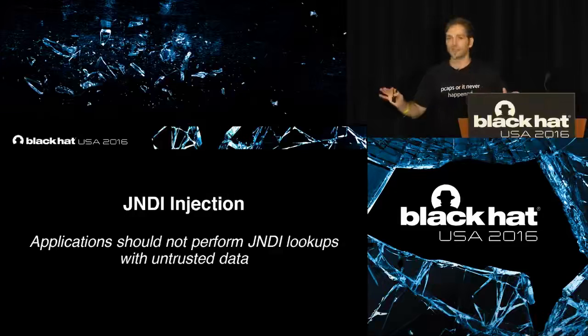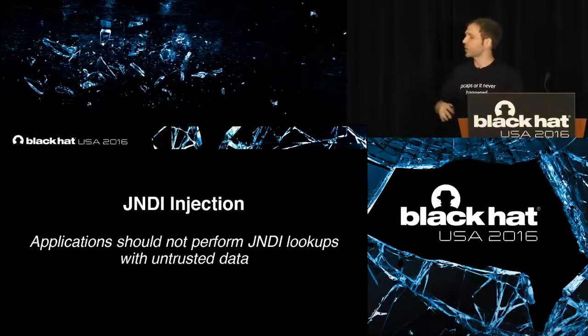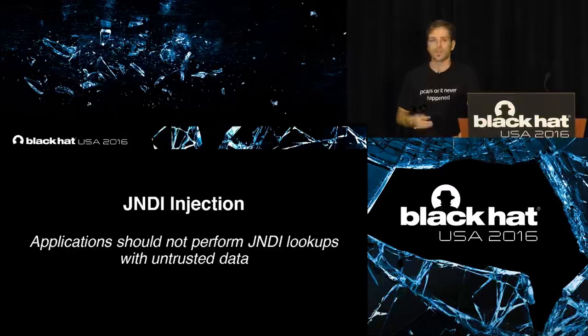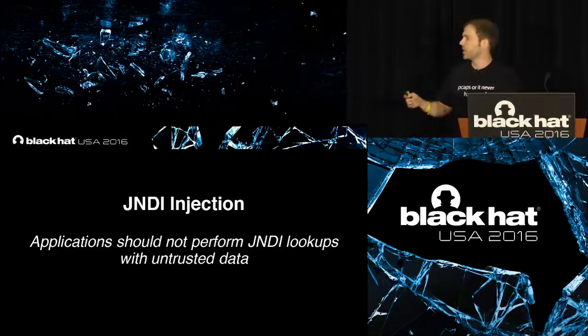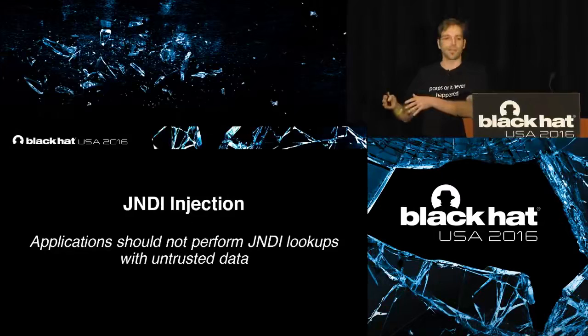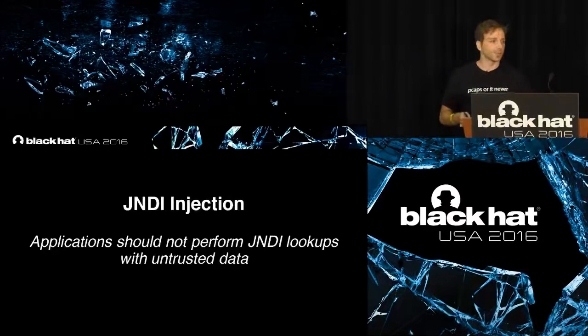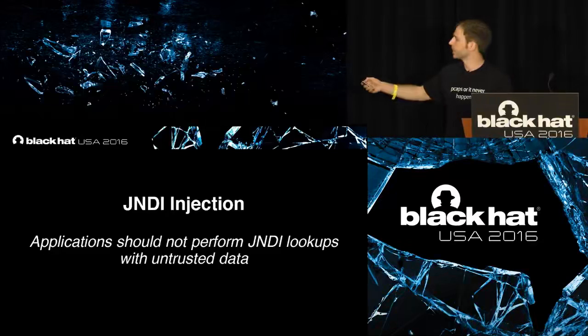So that's the introduction to JNDI, and now we're going to see the two new types of vulnerabilities. The first one being JNDI injection. That is simply an input validation vulnerability where developers are taking untrusted data into a JNDI lookup method. And if that's the case, the attackers may be able to gain remote code execution.